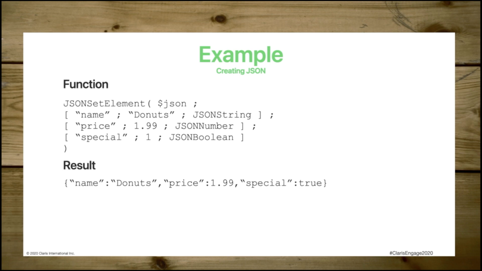And then when processing it through the function of JSON setElement, we can see how it processes it according to type. The name and donuts are obviously 2 different strings for the name value pair. We've got price and $1.99. The price is in quotes, and the 1.99 is not within quotes because the type is JSON number. If we had JSON string, it would probably be in quotes then. And then we have special and true, where special is in quotes. True is without quotes because it is the type Boolean that we specified in our function. And again, if it was 0 or empty, it would instead say false.